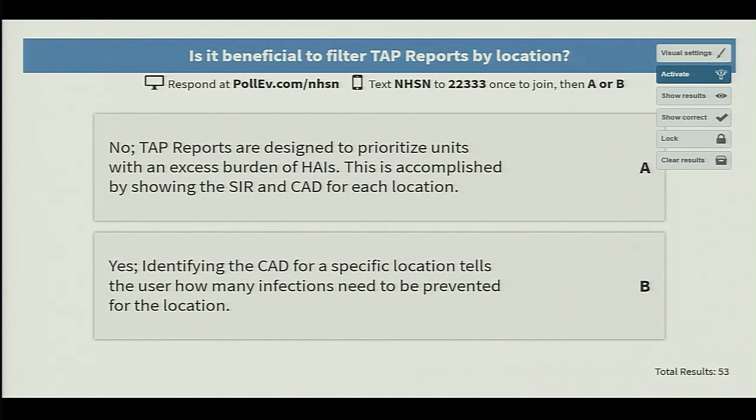All right, so the question: is it beneficial to filter TAP reports by location? The answer choices: No. TAP reports are designed to prioritize units with excess burden of HAIs. This is accomplished by showing the SIR and CAD for each location. Or, yes. Identifying the CAD for a specific location tells the user how many infections need to be prevented for that location.